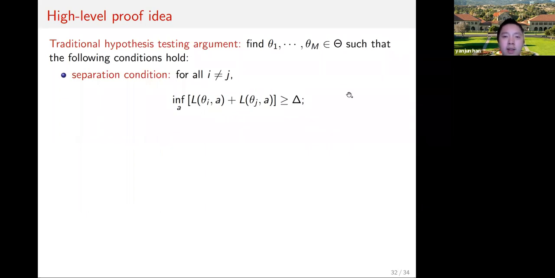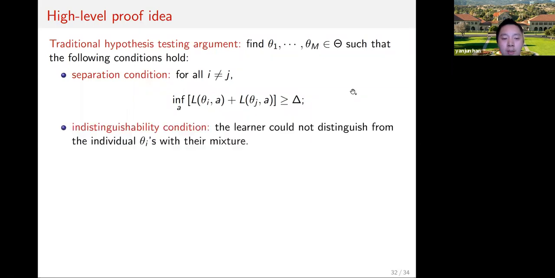Basically, this just means that if we misclassify theta i, then we will almost surely obtain a very large loss. The other condition is the indistinguishability condition. That is, based on the observations the learner has, the learner cannot actually distinguish between the individual theta i's, meaning that there is a constant probability of error that the learner will make in deciding which theta i. So combining with the separation condition, this translates to a lower bound on the minimax estimation error.